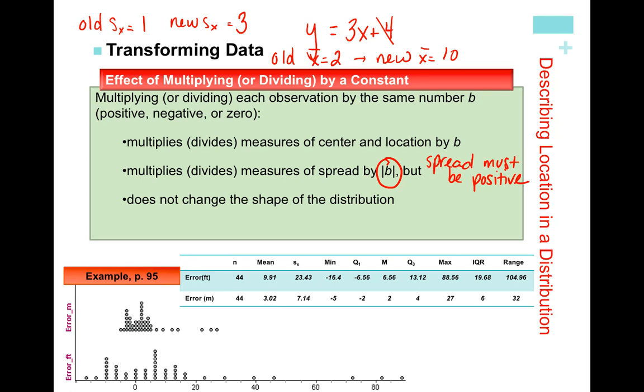The one that comes to mind is a Celsius and Fahrenheit conversion in your textbook. So when you see that, the mean's going to be impacted by both the plus or minus 32 and that 5/9 or 9/5, depending on which way you're going. The standard deviation is only going to be affected by the 5/9 or 9/5, not the plus or minus 32.